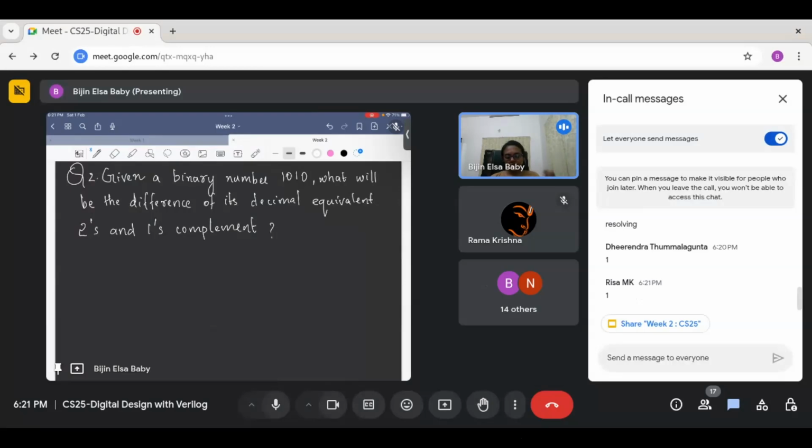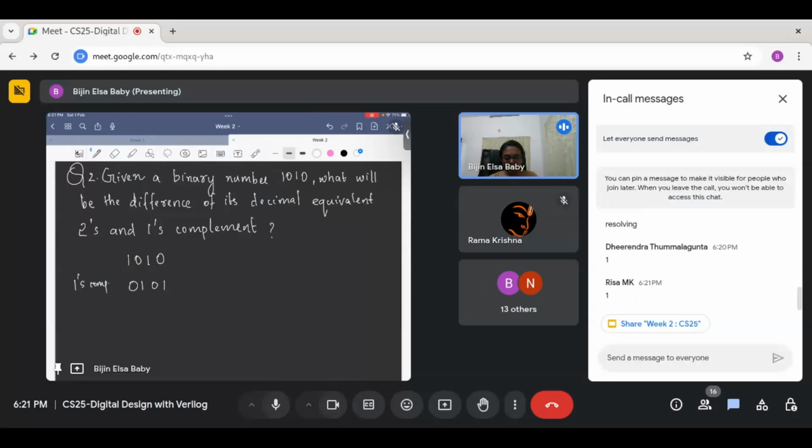Yeah, 1 is the correct answer. So how can we solve this problem? First, we are going to take the 2's complement. First we will take the 1's complement, just flipping the bits. That will be 1 0 1 0. This is the 1's complement.